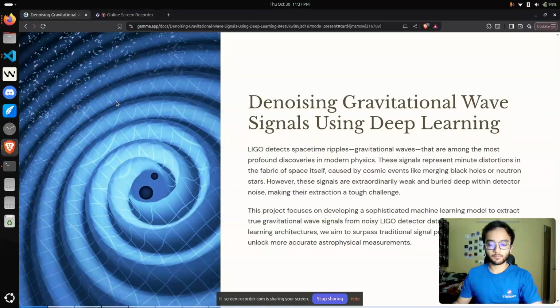Hello, hi guys. So my name is Shaurya, and today I'm going to be presenting my project to you, which is denoising gravitational wave signals using deep learning.